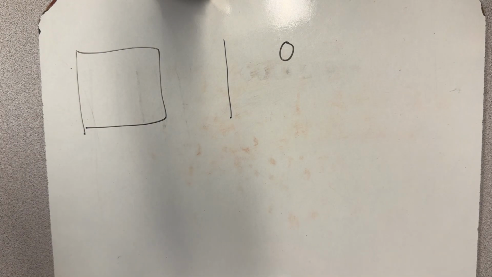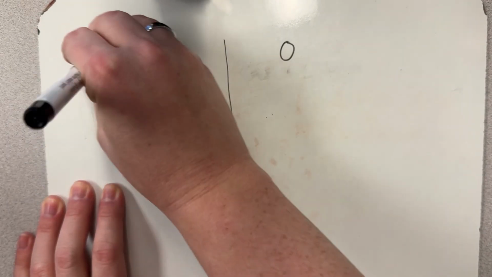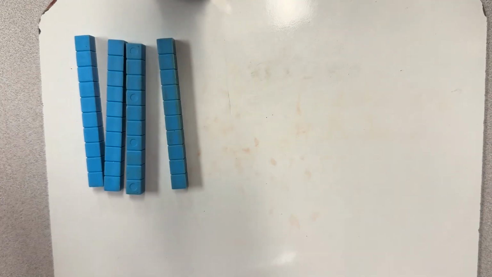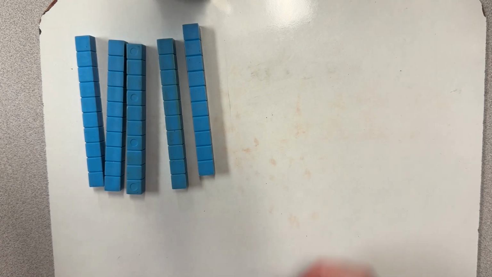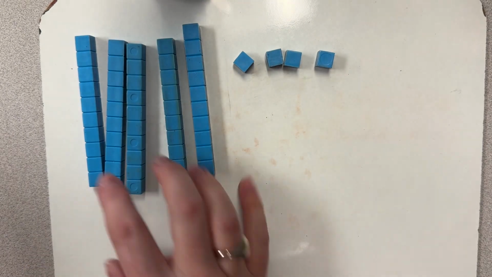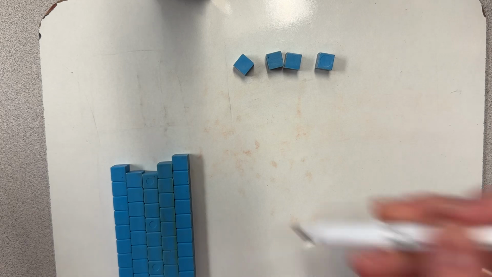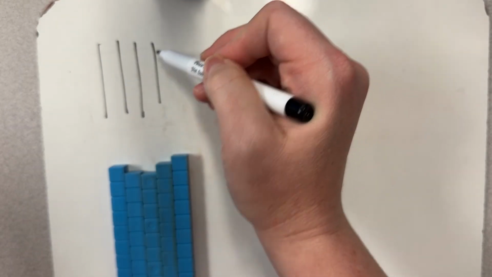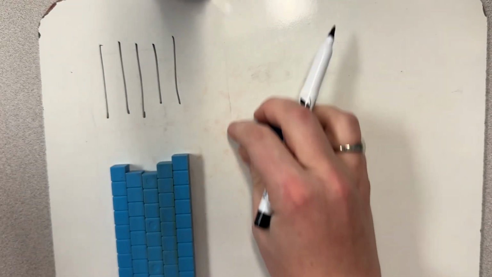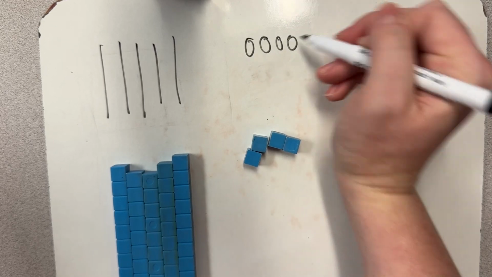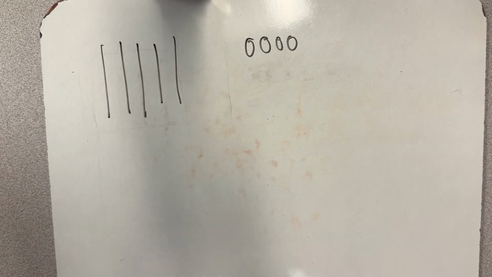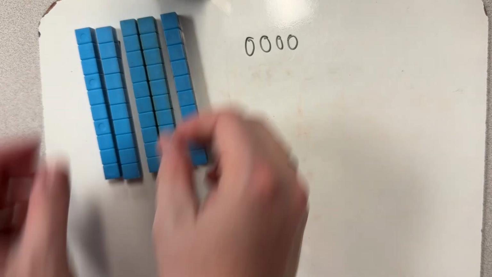If we wanted to sketch a number like 54, then we would have a build that would have 5 10s and 4 1s, just like so. And then to sketch that, we would put 5 lines to represent those 5 10s, 10, 20, 30, 40, 50, and 4 1s.